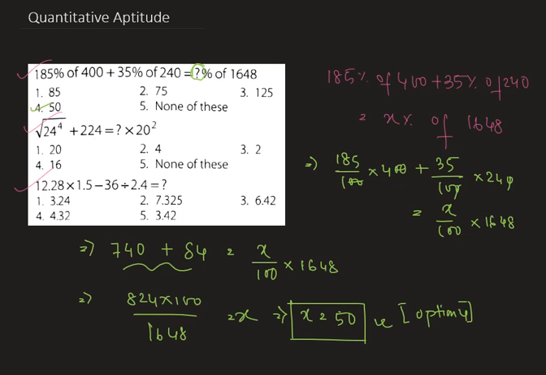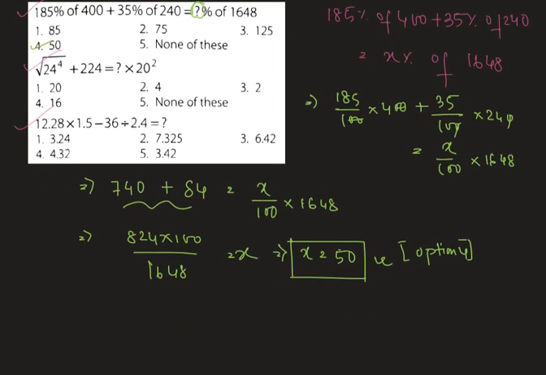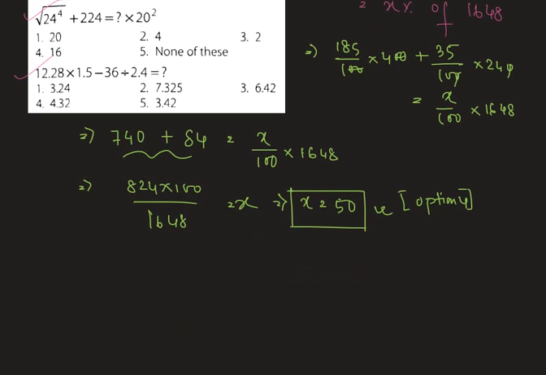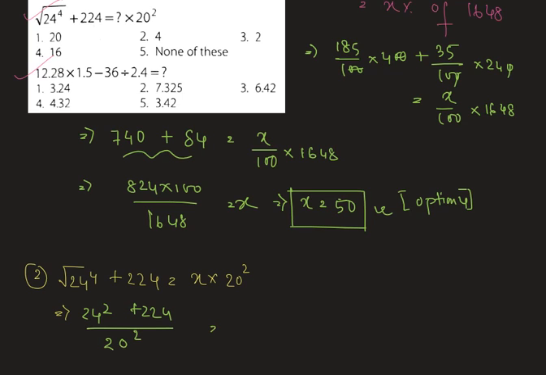Now let's check the next question. Root over 24 to the power 4 plus 224 is equal to x into 20 square. This means 24 square plus 224 divided by 20 square is equal to x.